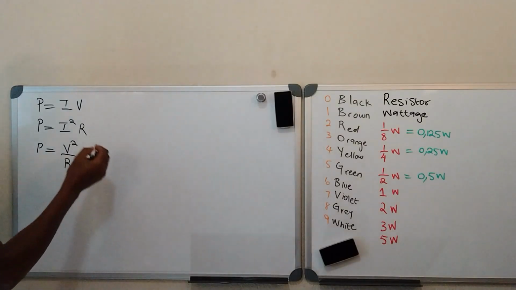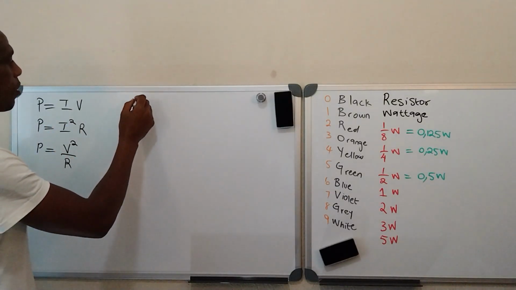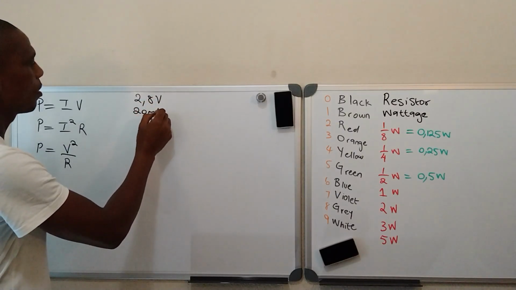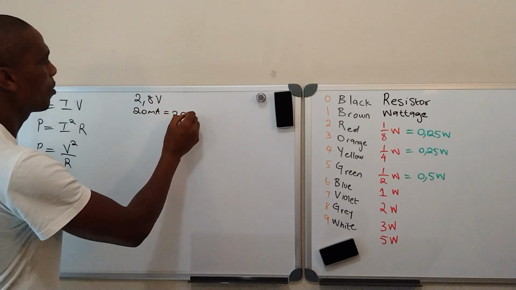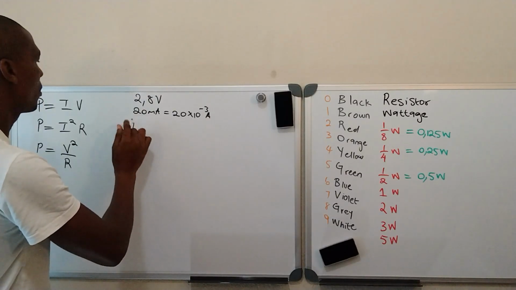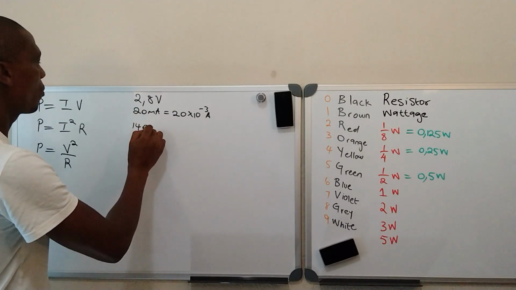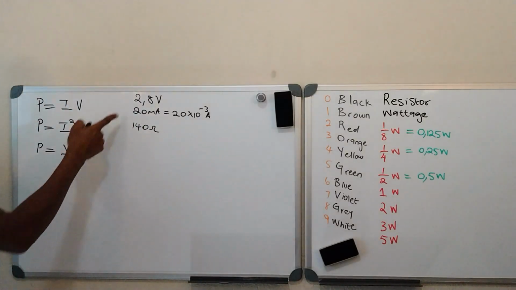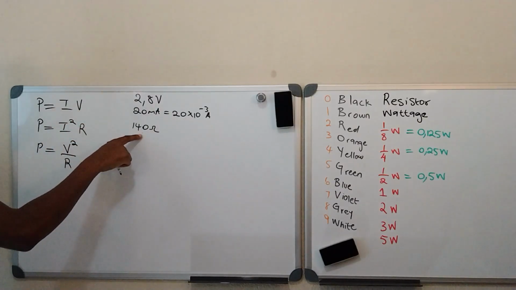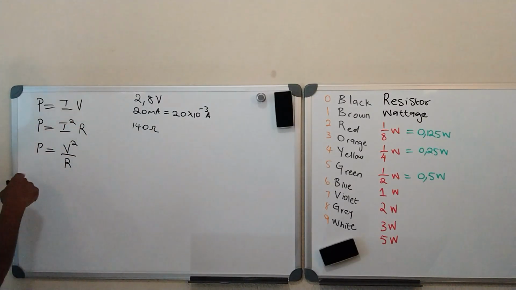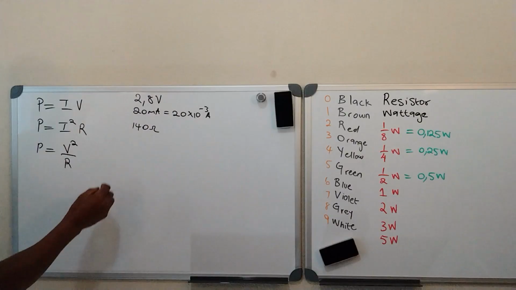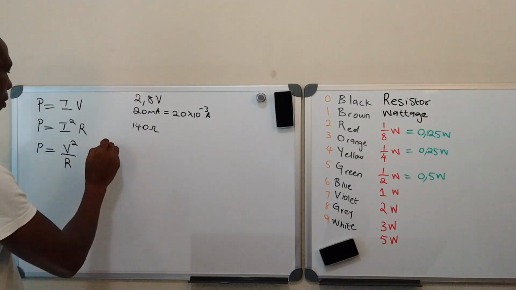Okay. Let's start with this one. You remember the voltage you got? Yes. It was 2.8 volts, and 20 milliamps is equal to 20 minus 3 amps. And the resistor value is 140 ohms. So we have the current, the voltage, and the resistor value. Now let's see if we use all these formulas, if you're going to get the same wattage.